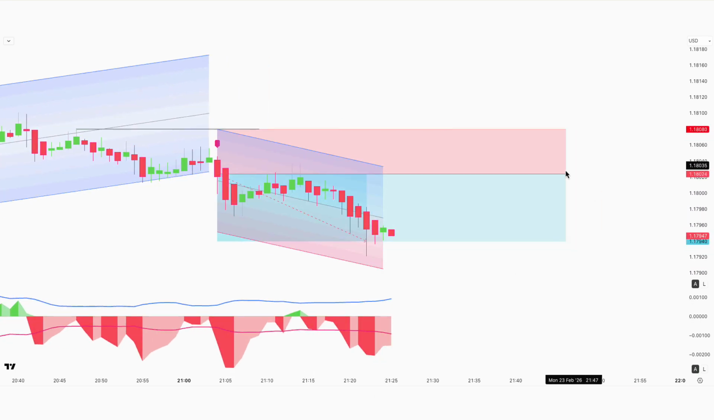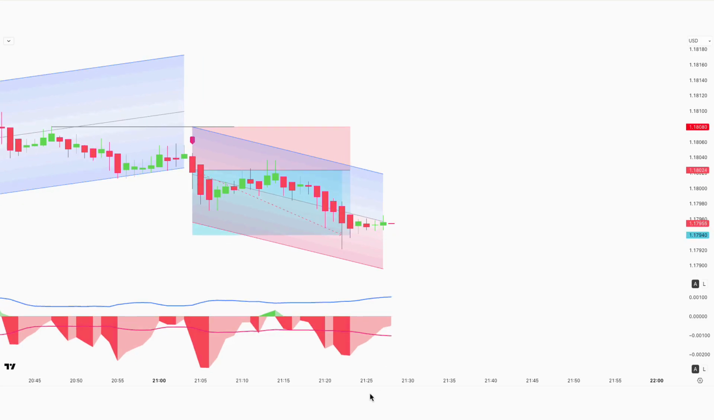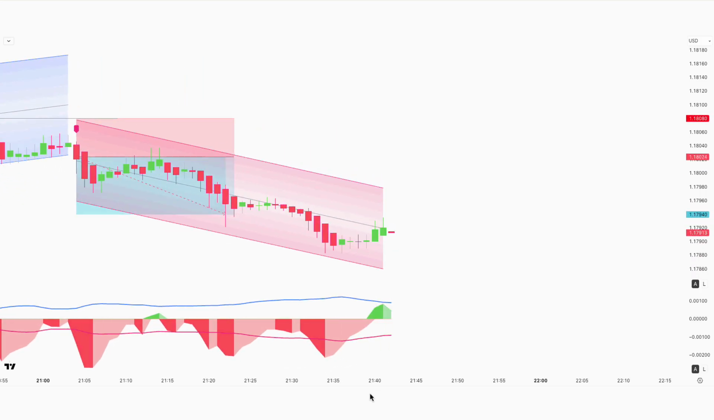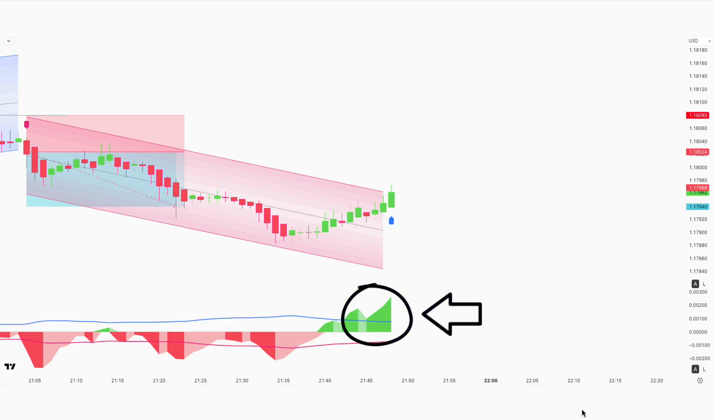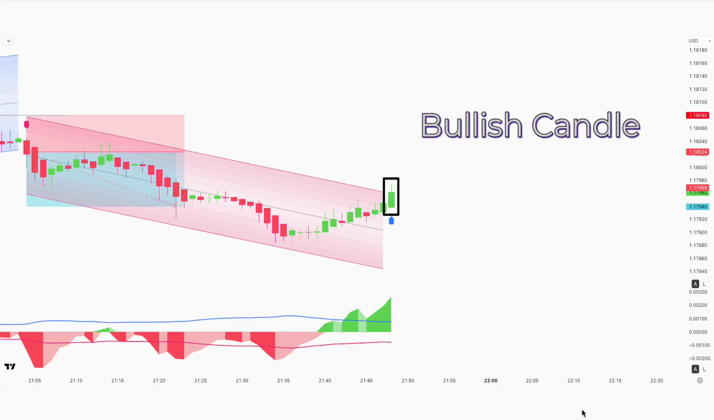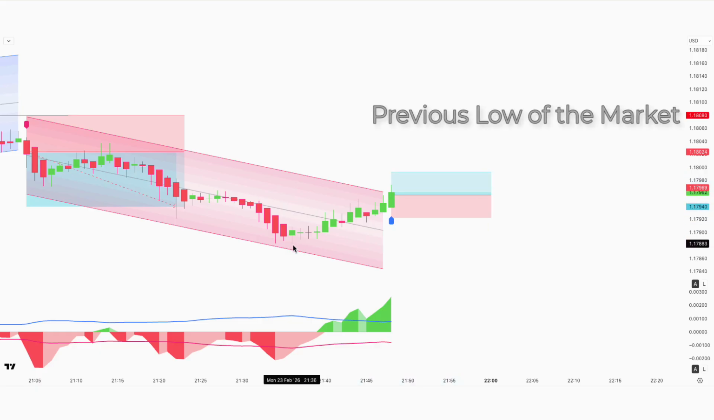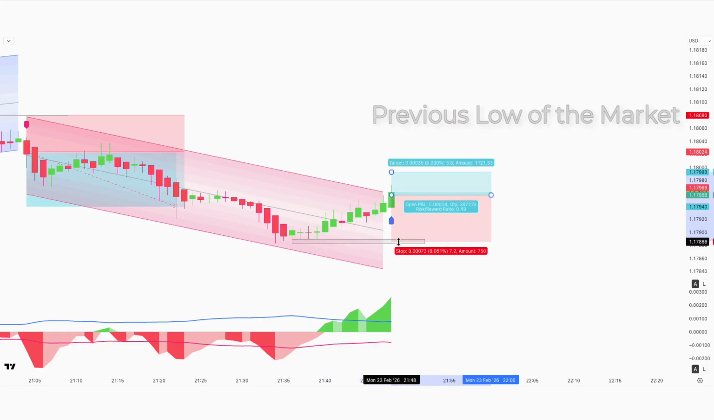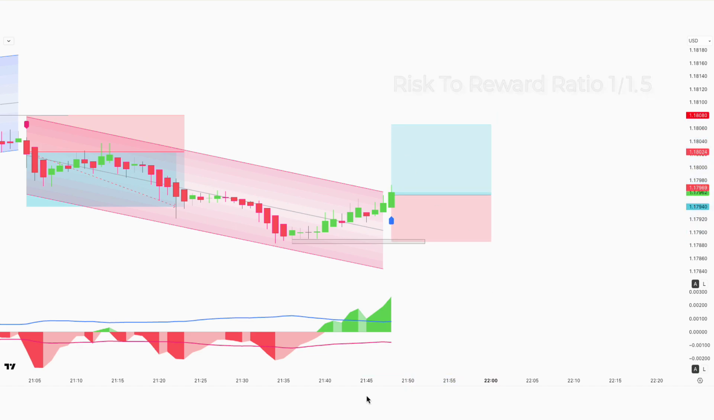The market has completely hit the target. Let us now understand the long position. When the segmented regression label of this indicator is a buy signal, when the Waddah Attar indicator is a green area, and when the market forms a bullish candle, if this condition is fulfilled, then we will place a buy order. Our stop loss is to be placed at the previous low of the market, and the risk to reward ratio will be 1:1.5.